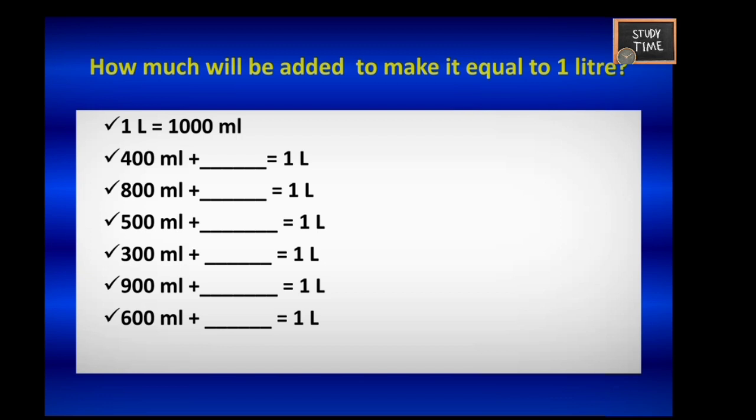Then you have to write different combinations of making 1 liter. 400 plus 600 is 1 liter. 800 plus 200 is 1 liter. 500 plus 500 is 1 liter. 300 plus 700 is 1 liter. 900 plus 100 is 1 liter. 600 plus 400 is 1 liter.